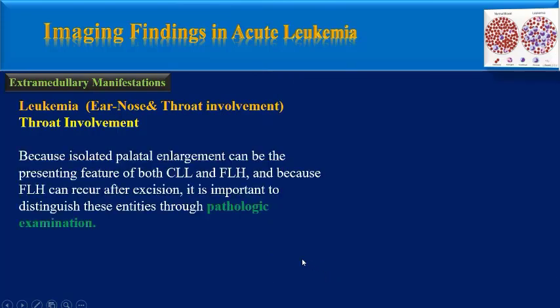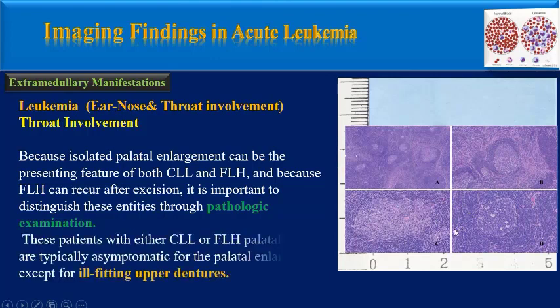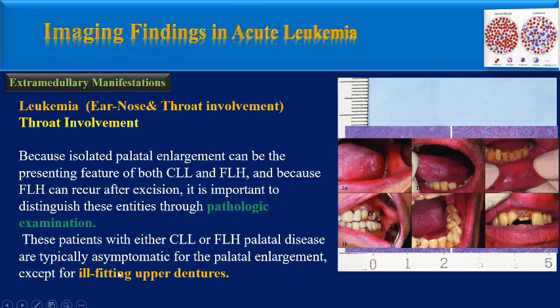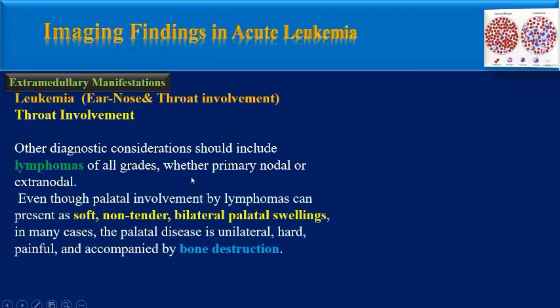Because isolated palatal enlargement can be the presenting feature of both CLL and FLH, and because FLH can recur after excision, it is important to distinguish these entities through pathologic examination. These patients with either CLL or FLH palatal disease are typically asymptomatic for the palatal enlargement, except for ill-fitting upper dentures. Other diagnostic considerations should include lymphomas of all grades, whether primary, nodal, or extranodal.